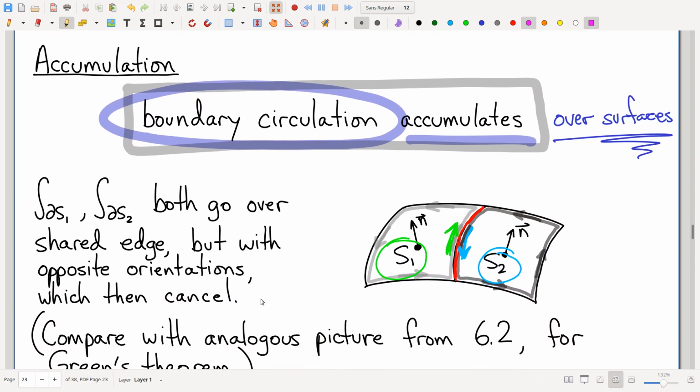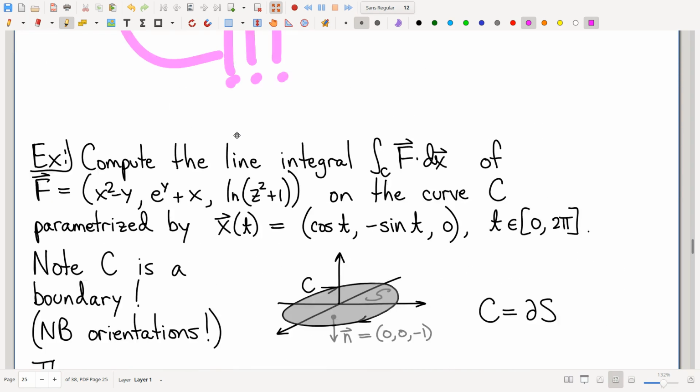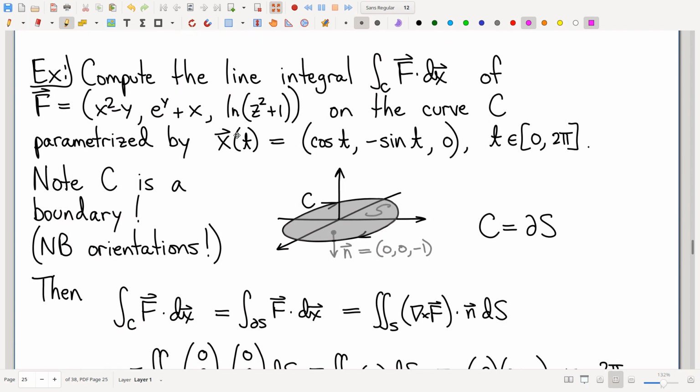The entire theorem is based on this argument about accumulation, and the accumulation only works because we're talking about boundaries and the conventions that we've made on how to orient boundaries. So this is fundamental to what the theorem is and how it could conceivably be used, that it only works for boundaries. And so we have to look at, question.